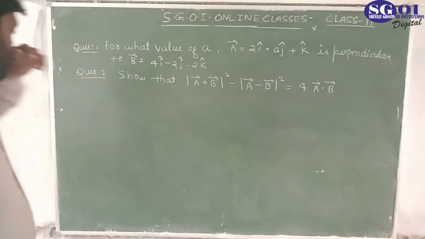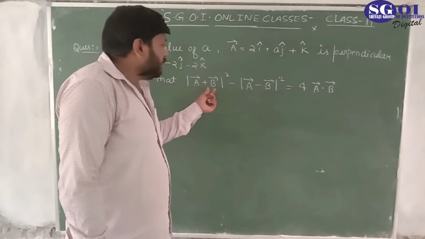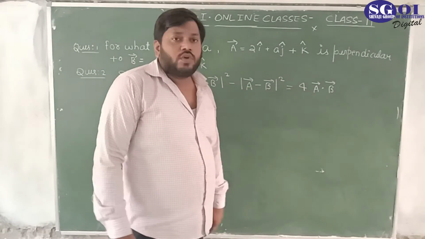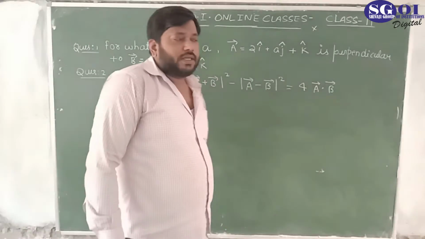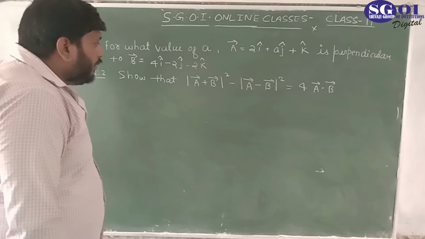Now the second problem you are seeing here: the magnitude of vector a plus vector b, squared, minus the magnitude of a minus b, squared, equals 4 times a vector dot b vector. You have to prove this statement. So how will you prove this?